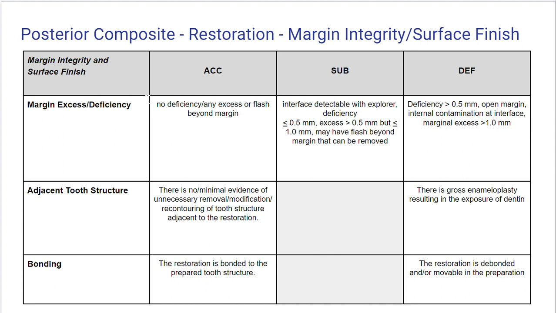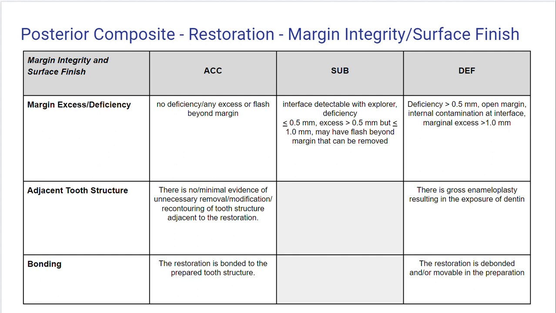So now we move on to the restoration. There's, again, 3 categories for the restoration. This is the first one. This is the margin integrity and surface finish. So you'll see there's margin excess or deficiency. So either you've got too much going over the margins or you've got voids on the margin.